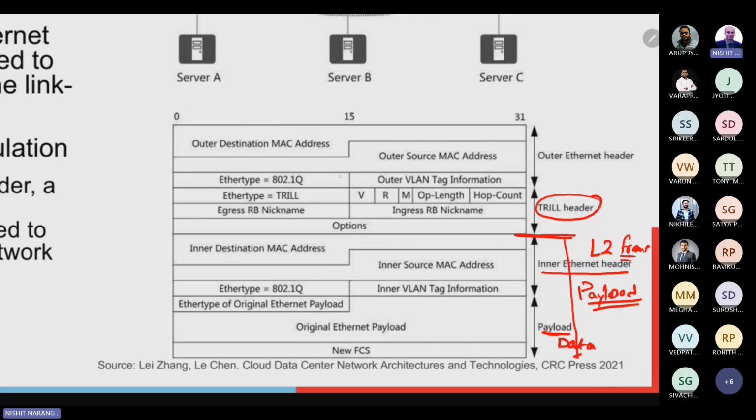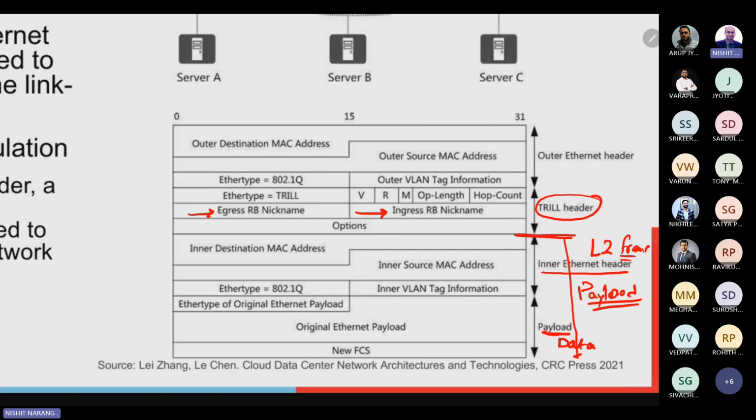Why do I need a Trill header? Because I have to put in the RB's addresses. This packet now has to be routed, not switched. It has to be routed from an outgoing RB to an incoming RB. It's like sending a packet from a source router to a destination router.